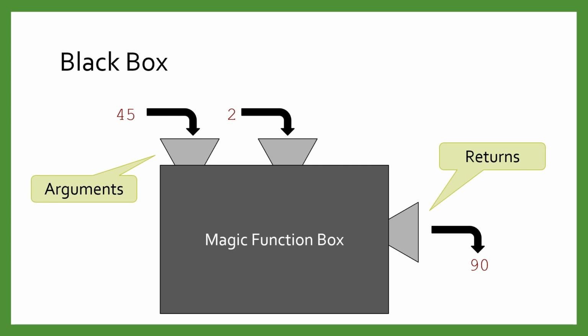Think of a function as a magic black box. You cannot see inside the box to know how it works, but you do not need to. The arguments come in through a funnel. Returned values are dispensed through a slot.